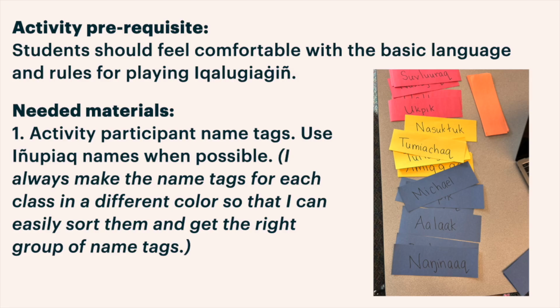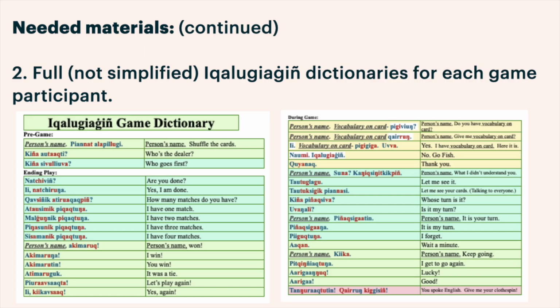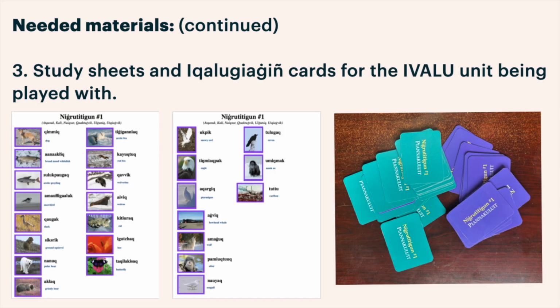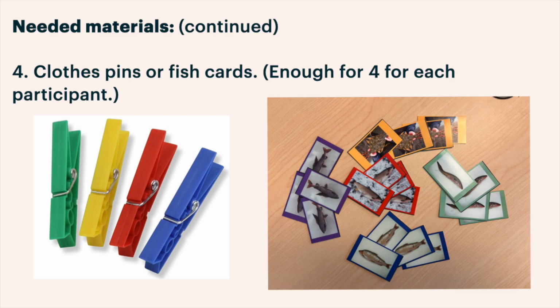The needed materials are the activity participants' name tags, and always use Iñupiaq names when possible, the full, not simplified Iqalugiaq dictionaries for each game participant, study sheets with Iqalugiaq vocabulary for the unit being played with. Ideally, you would have one study sheet per participant, but in some cases, if the group is too large, they may have to share study sheets. And either clothespins or fish cards so that each participant has 4.